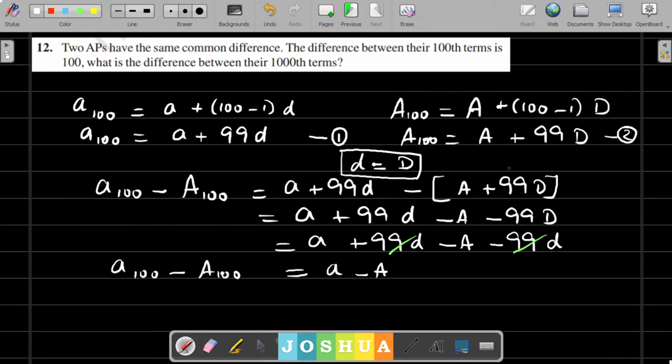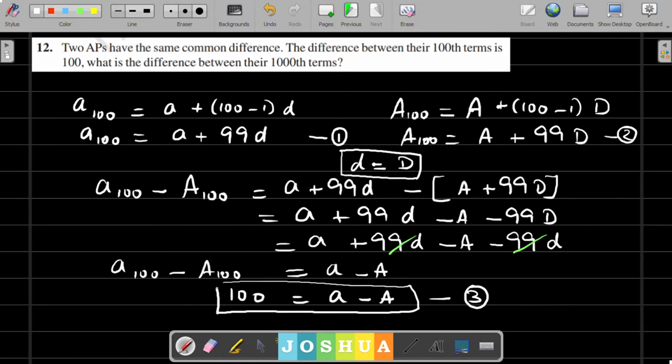So a100 minus capital A100 is equal to small a minus capital A. And what is given in the question? The difference between the 100th terms is 100. The question gives this one. That means the difference between these two is equal to 100, that is equal to a minus capital A. So I call this equation number 3. What is equation number 3? The difference between the two APs' 100th terms is 100, already given, and from this I got the equation a minus A.